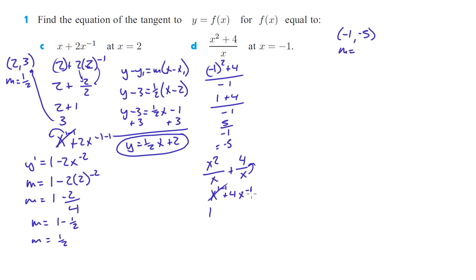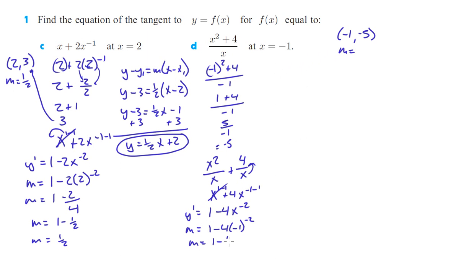That's not necessarily plus. Negative 1 times 4 is negative 4. And then we've got to subtract 1 from that, x to the negative second. This is our derivative function, which will tell us the slope at any point we want. We want to know what the slope is at negative 1. So our slope is going to be 1 minus 4 times negative 1 to the negative second.